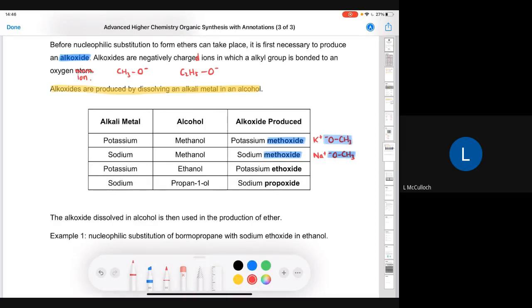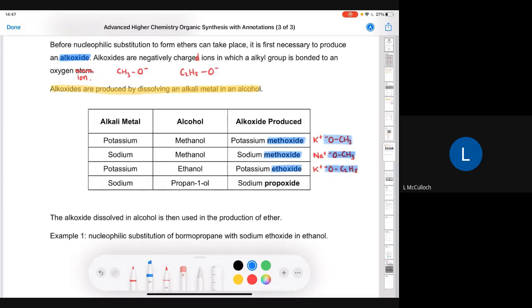We don't just need to use methanol, we can use other alcohols. So if we react potassium with ethanol, we'd get potassium ethoxide. So that's going to change the alkoxide. So it's going to be K plus, then we're going to have our oxide ion, and then it's going to have an ethyl group on it, a C2H5, like so. And then that O minus C2H5, that's going to be your nucleophile.